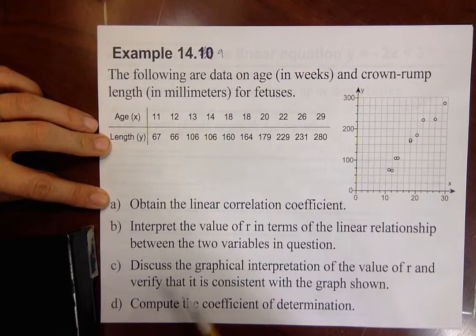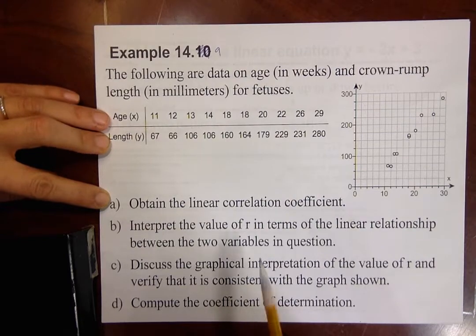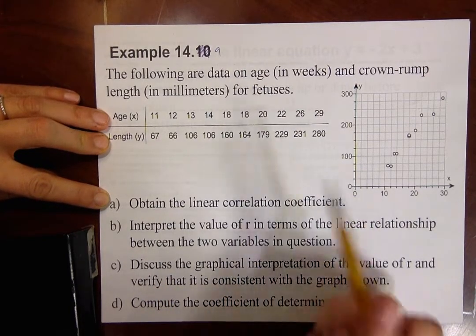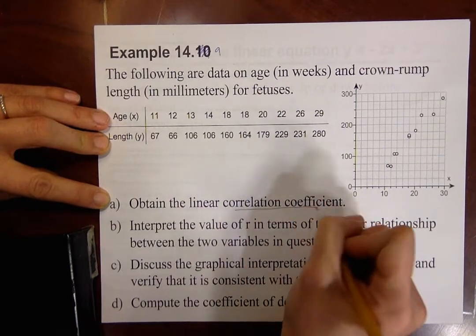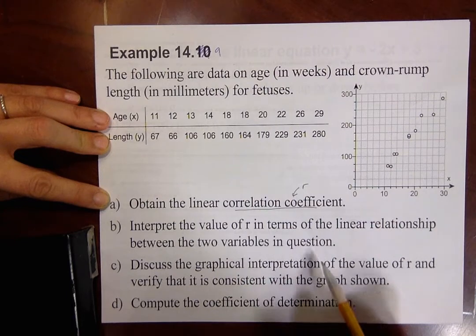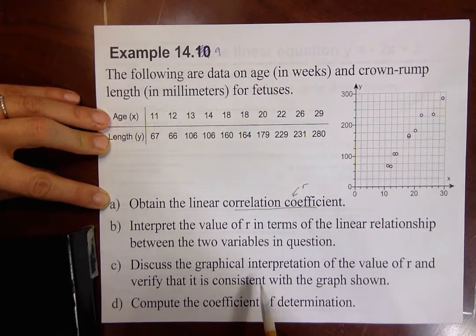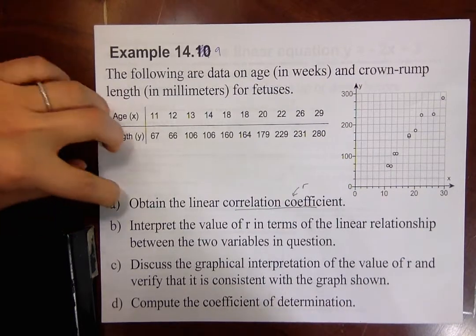And B and C are wordings of questions that I copied from your homework. So I put these in here so you can kind of get an idea of how these things are worded in your homework and how to interpret that answer. So part B says I want to interpret the value of R. That's R, the correlation coefficient, in terms of the linear relationship between the two variables in question. And for part C, I'm going to discuss the graphical interpretation of the value of R and verify that it's consistent with the graph shown.